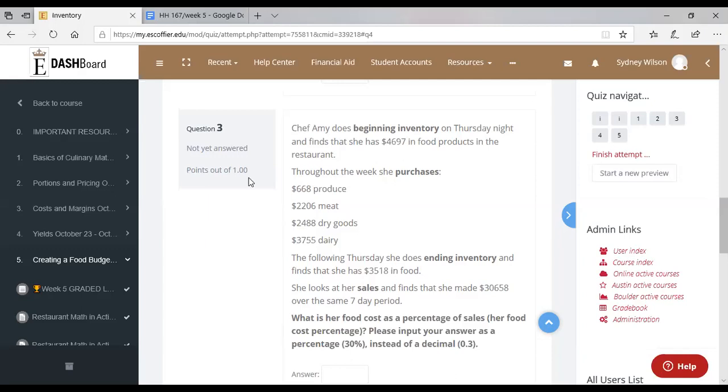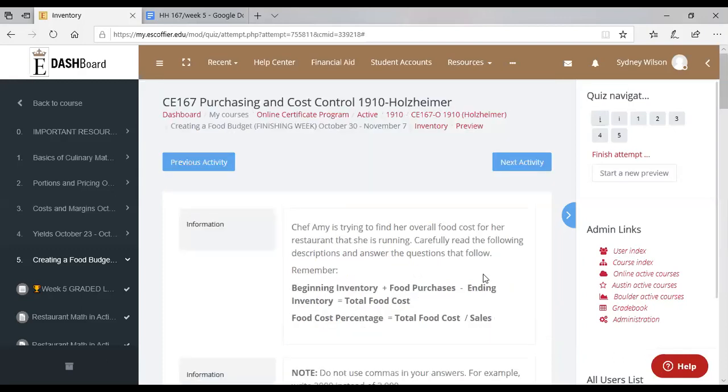Okay, so let's go ahead and cover our bases. Let's go back up here and look at our notes. Food cost percentage is what we're looking for. Food cost percentage equals the total food cost divided by sales. So our very first step is to find the total food cost, which is the first formula that we looked at in the last question: beginning inventory plus purchases minus the ending inventory.